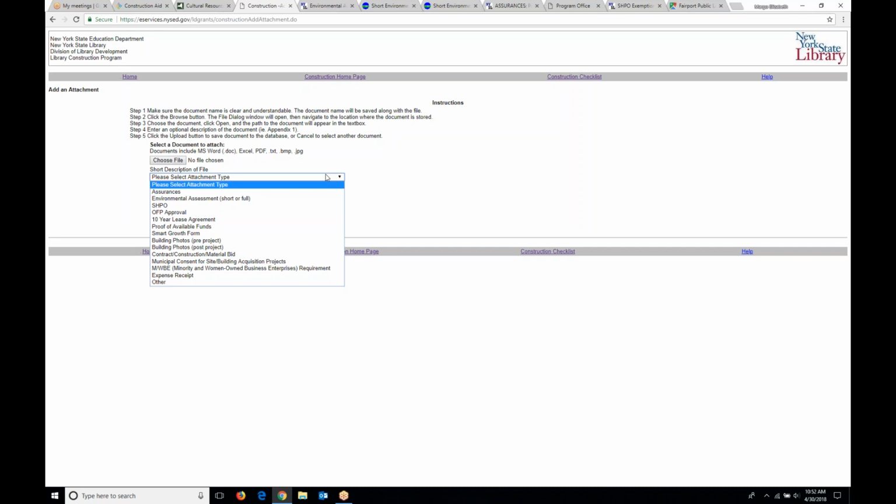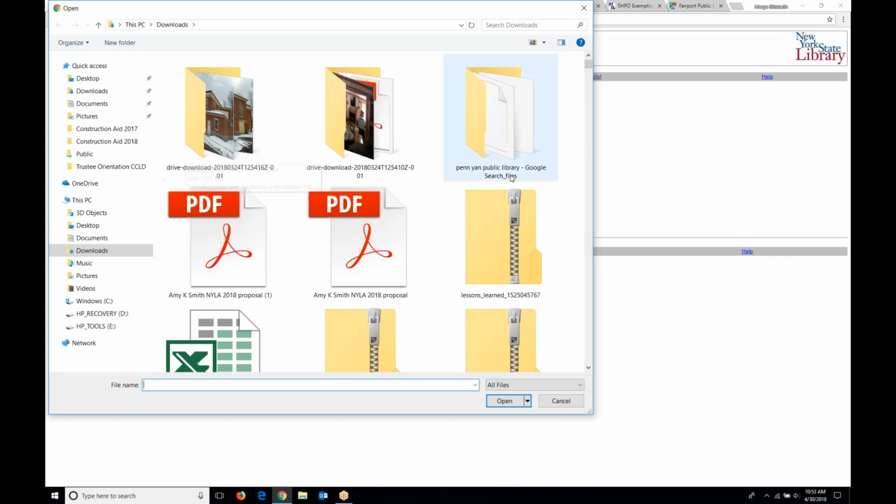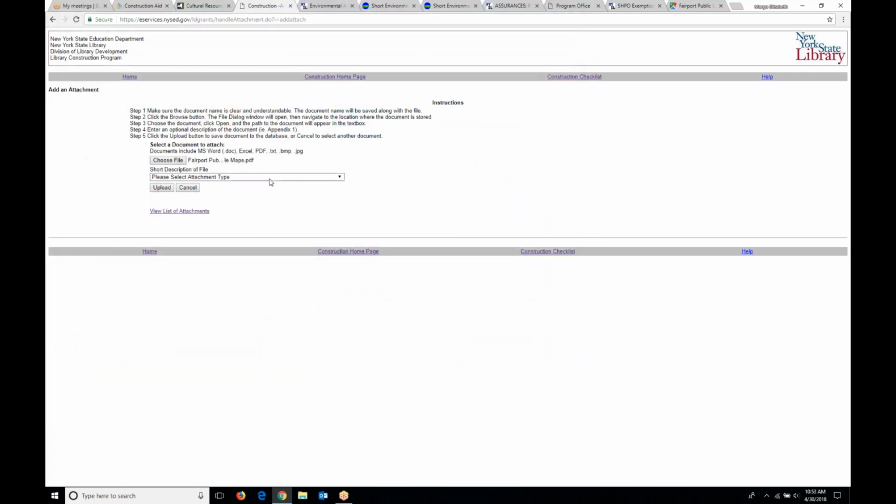So I saved a map, the Fairport Public Library map, that was the SEAF, the short environmental assessment form. So this is environmental assessment. I'm going to say upload. Oh, I didn't do anything. First, I have to choose my file. I've got my Fairport Public Library Google Maps. I'm going to select environmental assessment form. Now I'm going to upload.